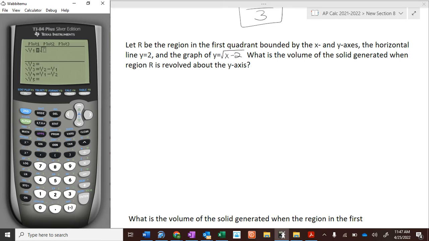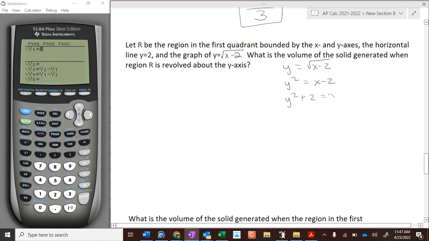Well, actually, we're going around the y-axis, right? So we put it in terms of x. So if y equals the square root of x minus 2, then y squared equals x minus 2, then y squared plus 2 equals x. That's what I want to graph, right?